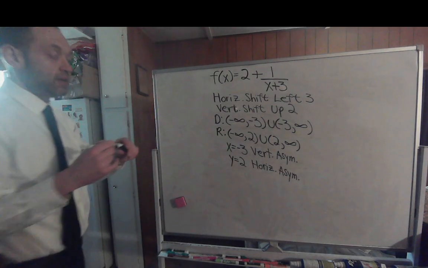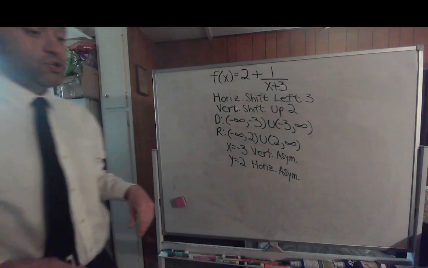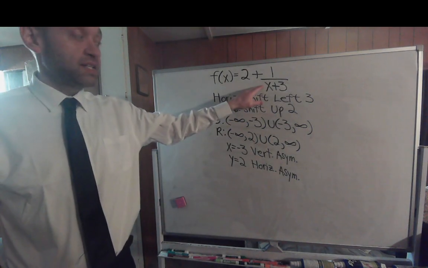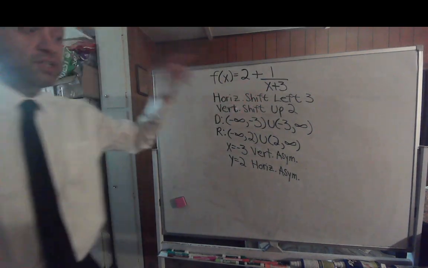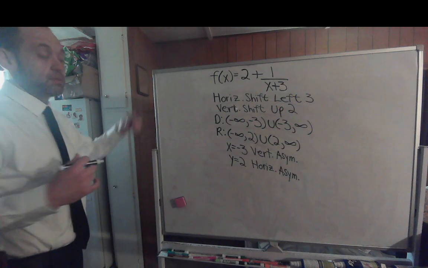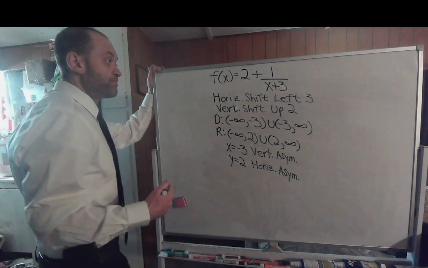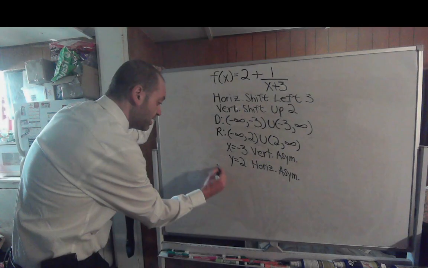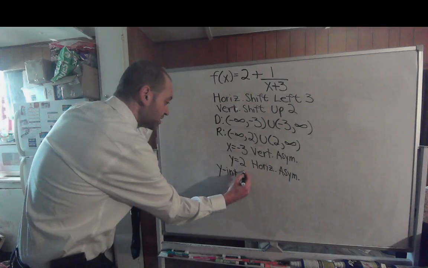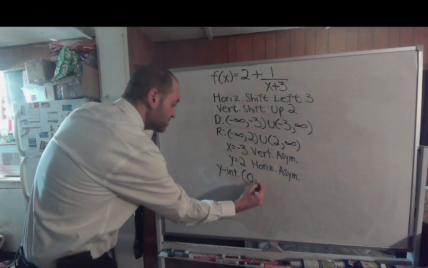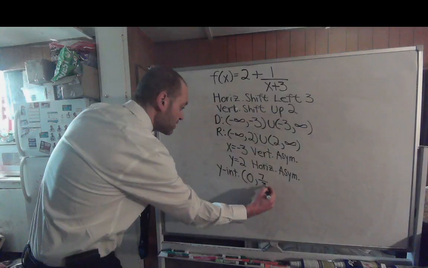Now let's look at intercepts. We do have a y-intercept because if x equals 0, you get 1/3 plus 2, which is 7/3. So you have a y-intercept at the point (0, 7/3).